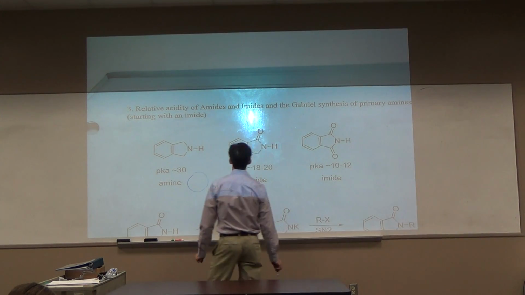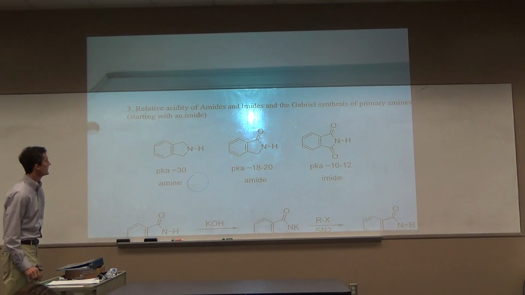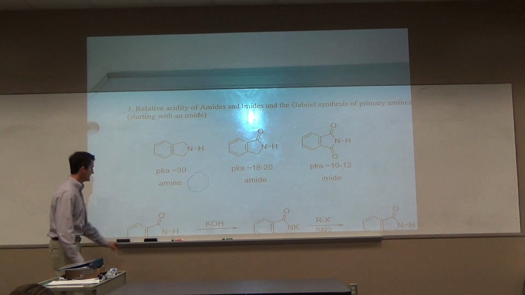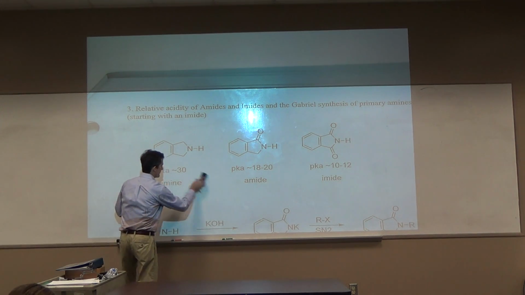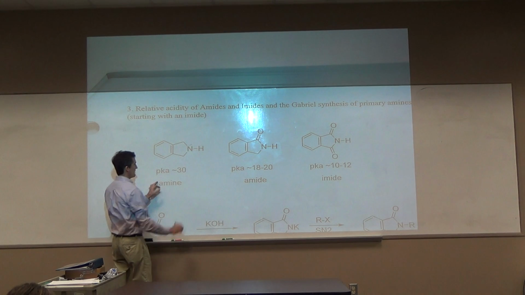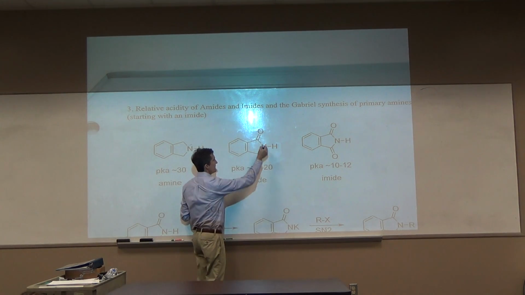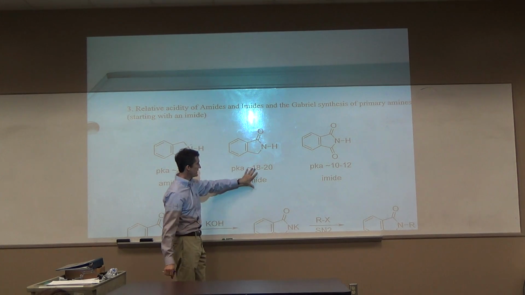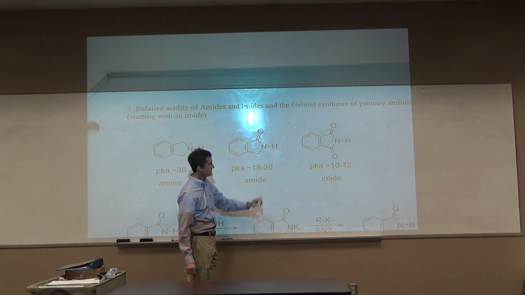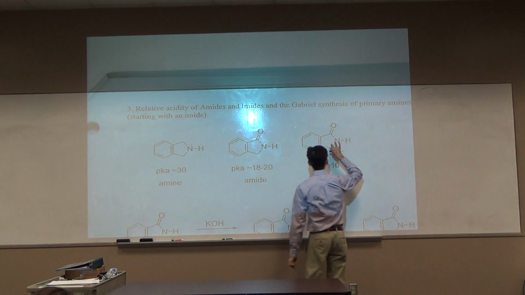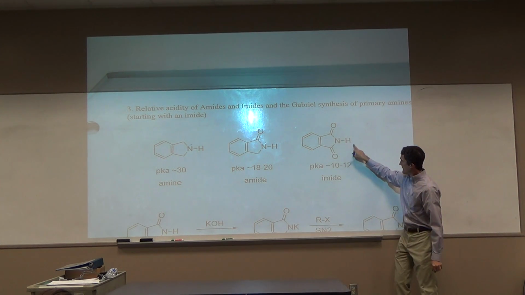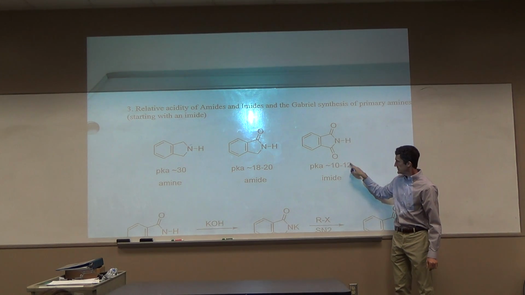Acidity of amides, imides, okay? Let's look at the acidity here. This is just an amine, going to have a pKa of about 30. If we put one carbonyl on, it's now an amide. Amides have a pKa of about 18 to 20 for this hydrogen. If you put 2 carbonyls on, this H now has a pKa of about 10 to 12.